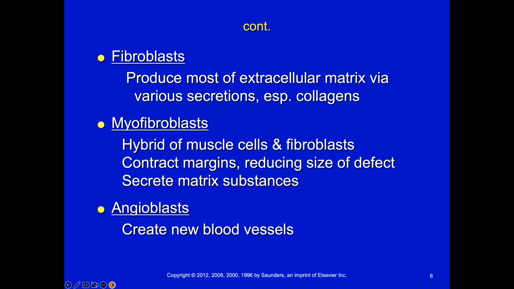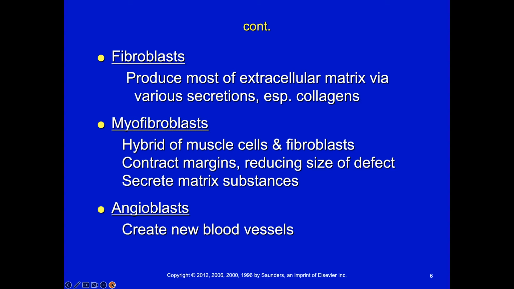We also have myofibroblasts. These are cells that you can think of as a combination of a muscle cell and the fibroblast that we just talked about. They are involved in contracting the wound, that is, bringing the sides of the wound together. In that process, they reduce the size of the defect. They also secrete matrix substances. Again, these are needed to create the scaffolding for that wound repair.